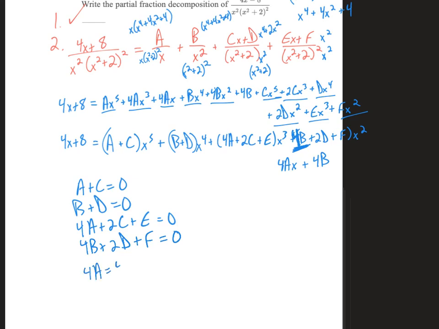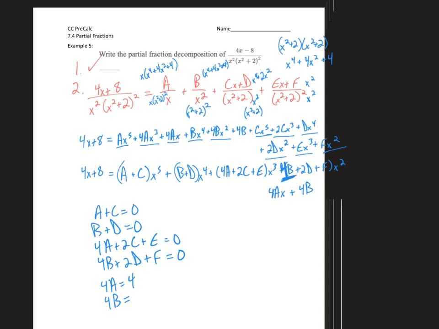4A equals 4. 4B equals, okay, so I screwed up here. My original problem said 4x minus 8. I put pluses, so I'll fix that real quick before things get crazy. So that's a minus. Those are minuses. So this is a minus 8.